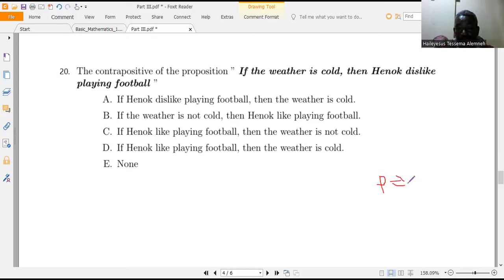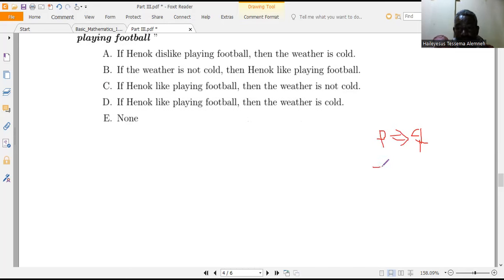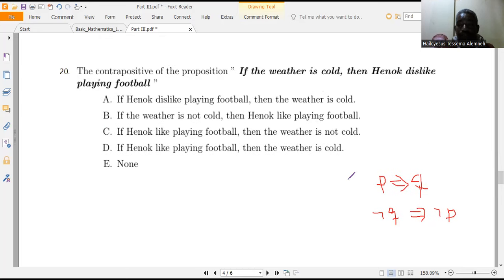The contrapositive of P implies Q is negation Q implies negation P. I think in the first chapter of your course, we have learned about the converse, inverse, and the contrapositive.